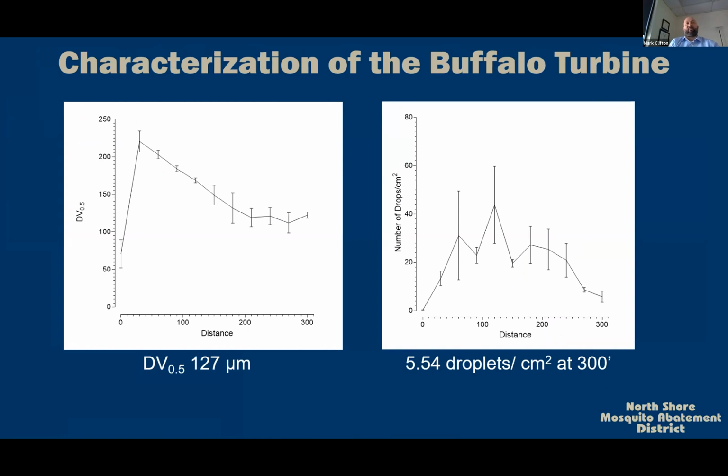We had a volume median diameter of about 150 microns. And then our droplet density, of course, was highest between like 100 and 200 feet, but stayed pretty good all the way out to 300 feet.